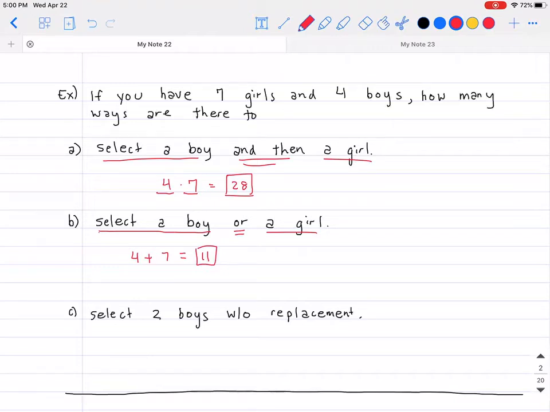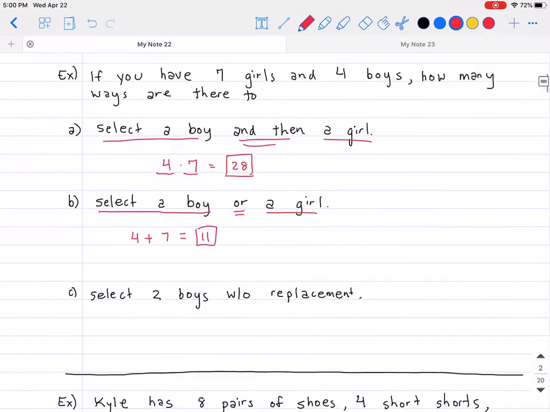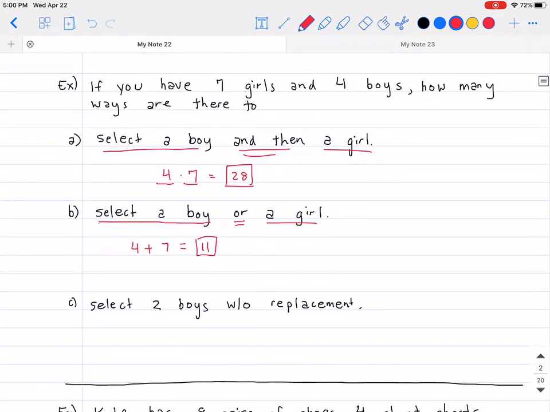Now, in the third case, this is something that leads into the next section. What I would like to do is select 2 boys without replacement. So again, we're going to think about what is happening. We are going to select a boy, and then we're going to select another boy. That's what the problem is saying. And as soon as I say the words and then, you'll probably get the idea: yes, we are going to multiply the 2 together.